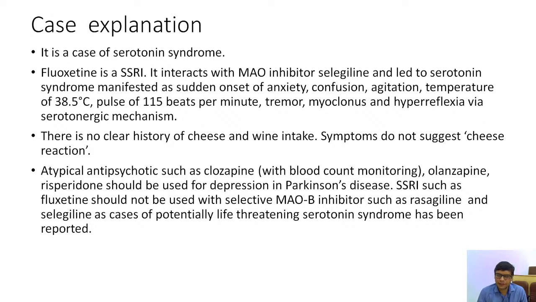Also, atypical antipsychotics such as clozapine, olanzapine, risperidone should be used for depression in Parkinson's disease for the same reason, and otherwise commonly used antidepressants like SSRIs or SNRIs should be avoided in Parkinson's disease particularly, especially when the patient is already taking these MAO-B inhibitors. Okay.